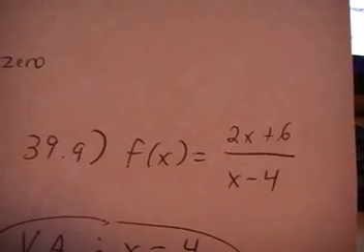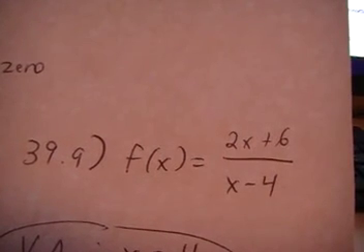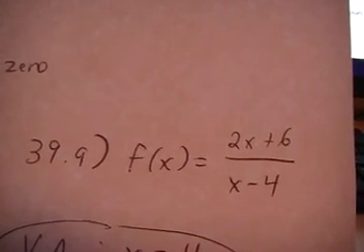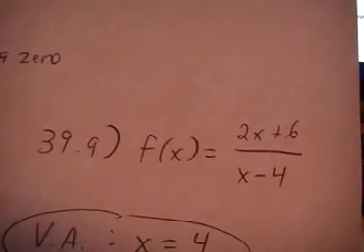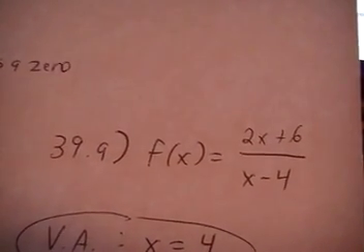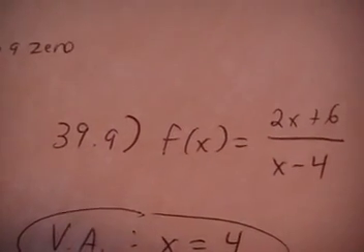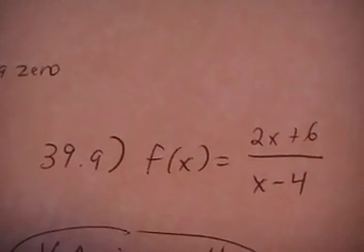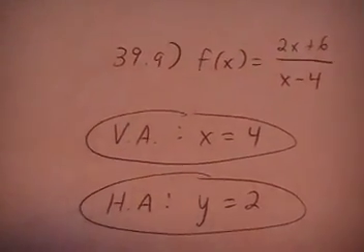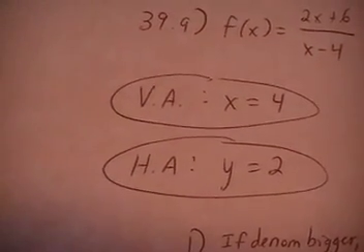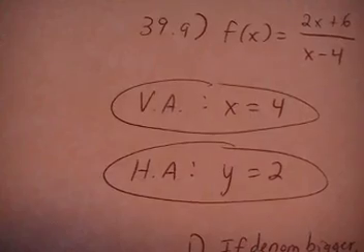Both of these parts of the fraction have a degree of 1. 2x to the first and x to the first. When the degrees equal each other, the horizontal asymptote is the ratio of the leading coefficients. The top leading coefficient is 2 here, the bottom leading coefficient is 1. So we literally get y equals 2 divided by 1, which is y equals 2.